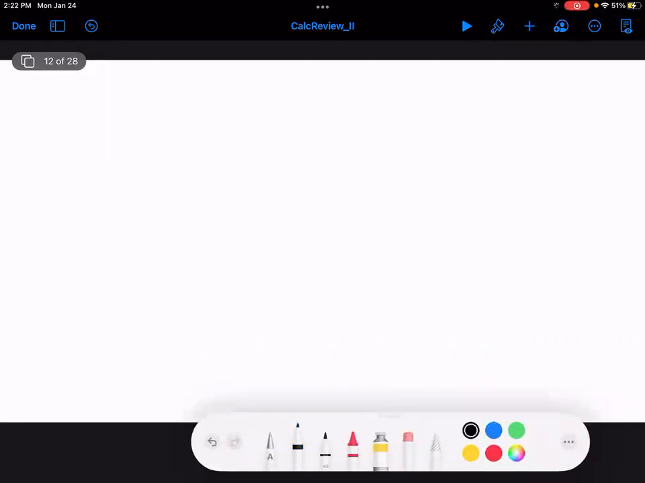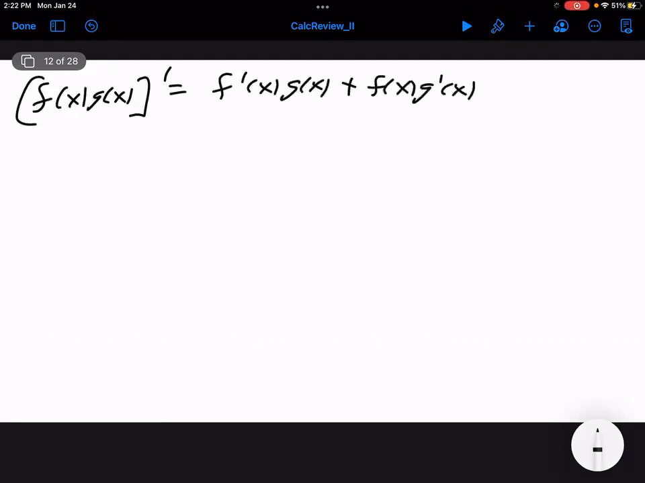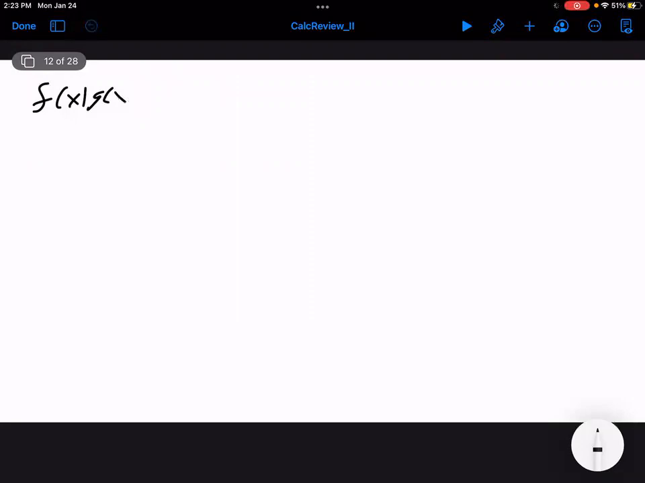So we start with, if I give you f of x times g of x, and I ask for its derivative, it's f prime of x g of x plus f of x g prime of x. All right, well, rather than using f's and g's, we often use the letters u and v. And so this is what's called integration by parts.